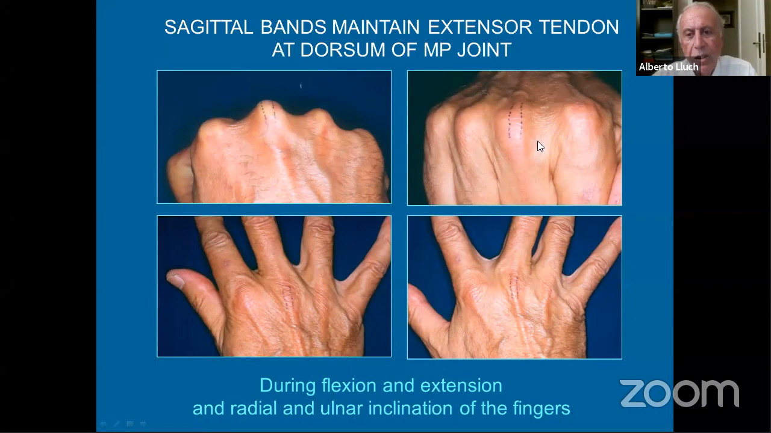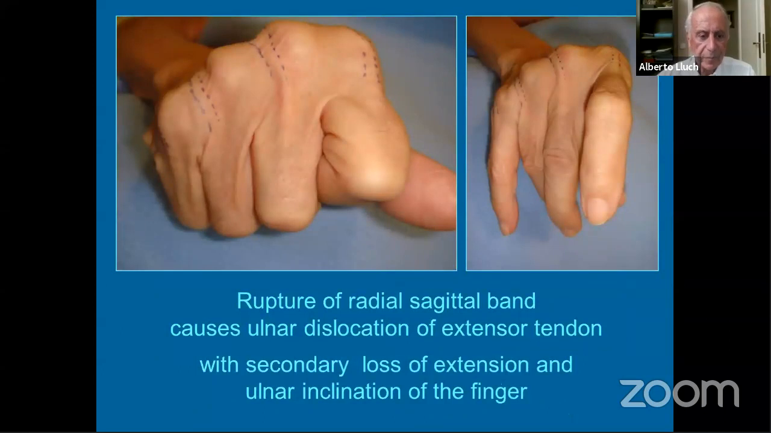During flexion of the joint, radial inclination or ulnar inclination, which usually is larger in the fingers. There is more ulnar inclination than radial inclination, but the extensor tendon always has to be on top of the metacarpal head. Otherwise, it would be ineffective for joint extension. Rupture of the radial sagittal band causes an ulnar dislocation of the extensor tendon. And as a consequence, we will have a loss of extension.